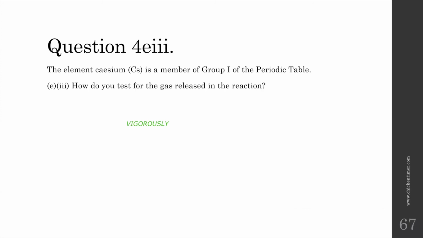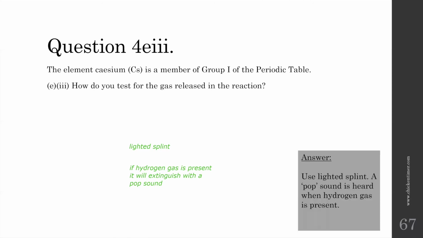How would you test for the gas that was being released in the reaction? So it's asking you, how do you test for hydrogen gas? A chapter before this, probably last chapter, I think it's in acids. You talk about how to test for hydrogen gas. A lighted splint. So what happens to the lighted splint? Use the lighted splint, then what happens? Okay. Yeah. Extinguishes with a pop sound. Actually, your answer is better.